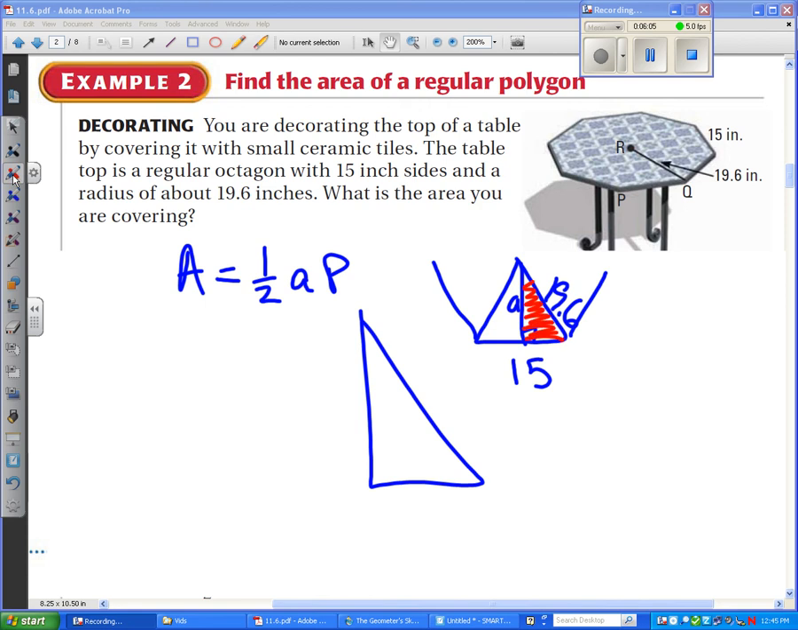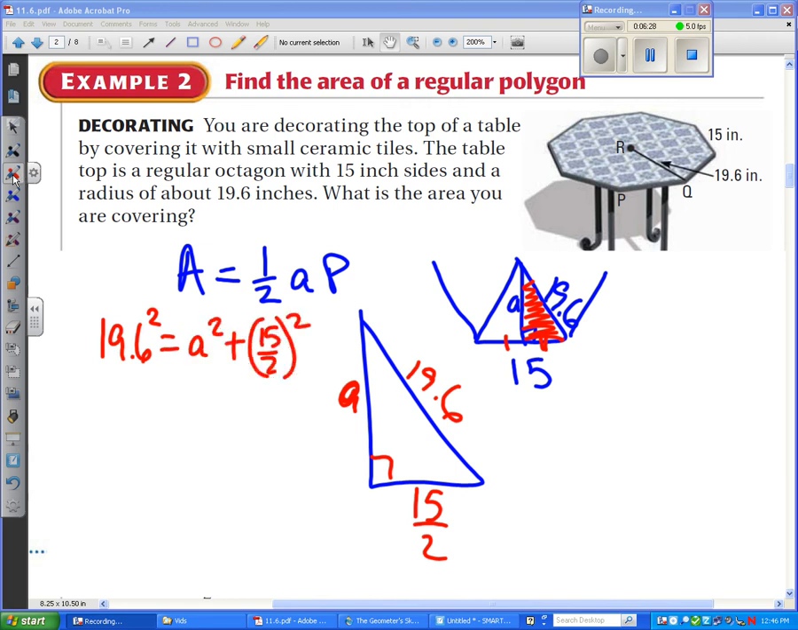I have A, I have 15 divided by 2 because this little segment is broken up into 2 equal segments, and then I have 19.6. Now if I'm looking for the apothem, I can just plug this into the Pythagorean theorem because I have 2 values of a right triangle, and using the Pythagorean theorem I can find the third side. So 19.6 squared is equal to A squared plus (15/2) squared. I'm going to go ahead and simplify this with the calculator.